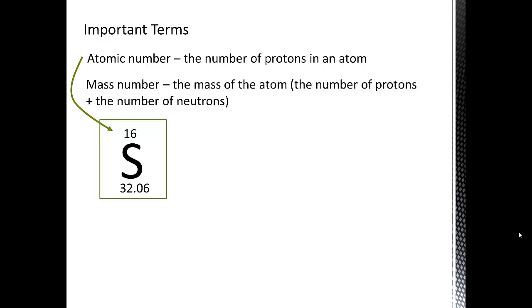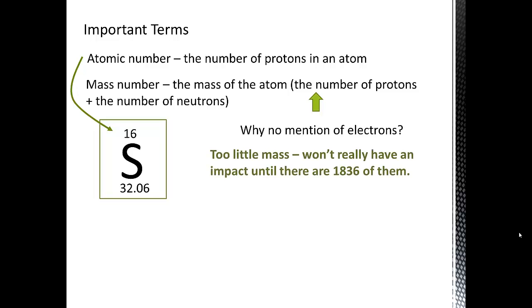The second term is a mass number. This is the mass of each individual atom. It's the number of protons plus the number of neutrons, and it should be a whole number. Why again is there no mention of electrons in the mass? That's because electrons are so much smaller, they won't really have an impact on the mass until there are 1,836 of them, and obviously no atom has that many electrons.